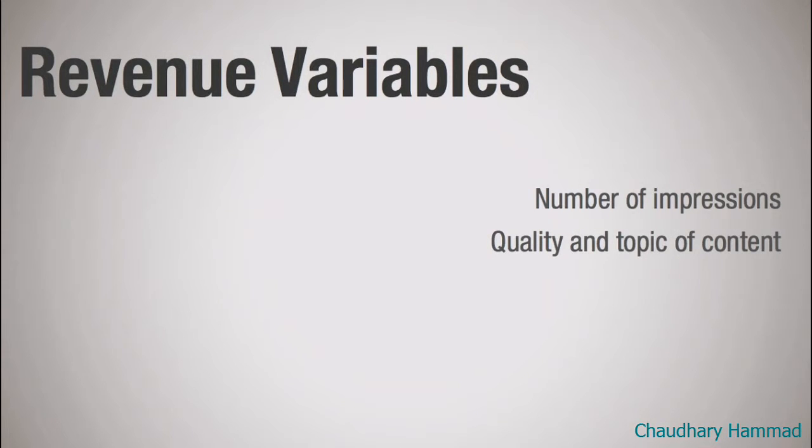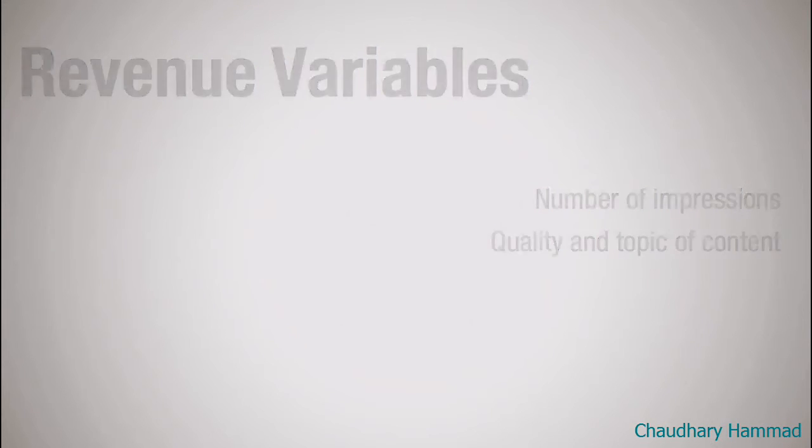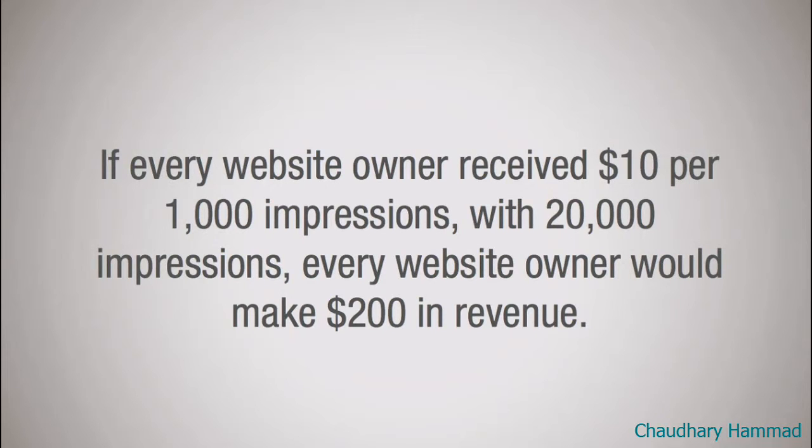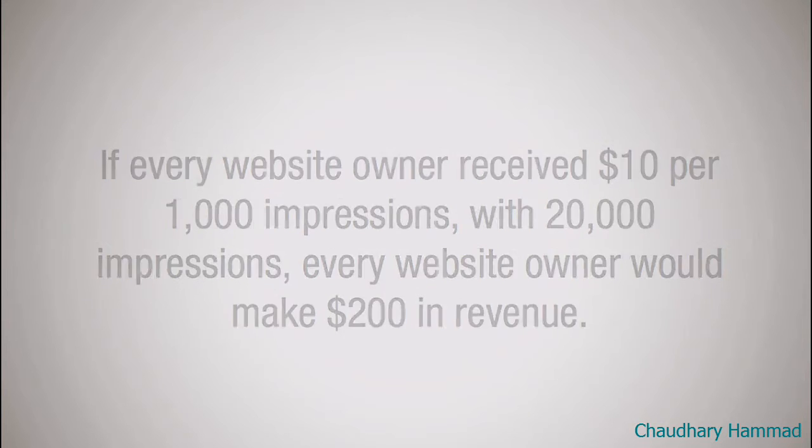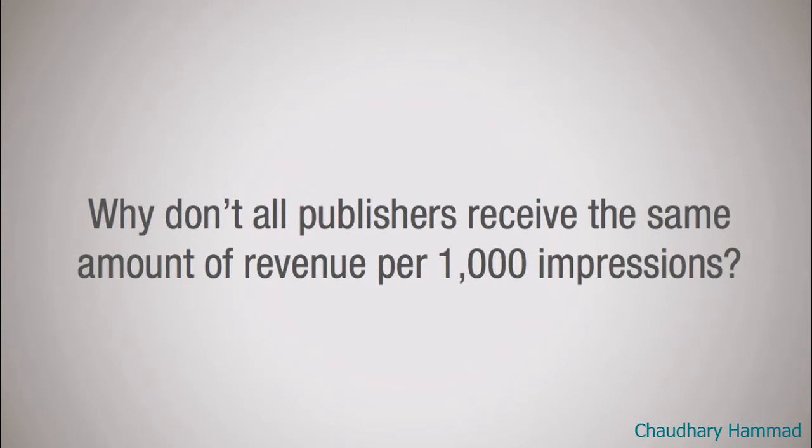If your earnings from Google AdSense were simply based on number of impressions and nothing else, it would be easy to gauge how much money you could expect to make. We could say that for every 1,000 impressions you receive, you earn $10, and since your site receives 20,000 impressions, not views, remember, per month, you'll make $200 per month. The question then becomes, why don't all publishers receive the same amount of revenue per 1,000 impressions?